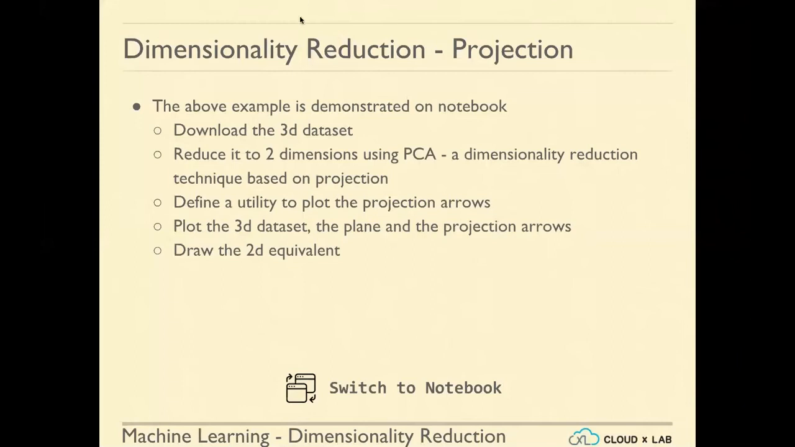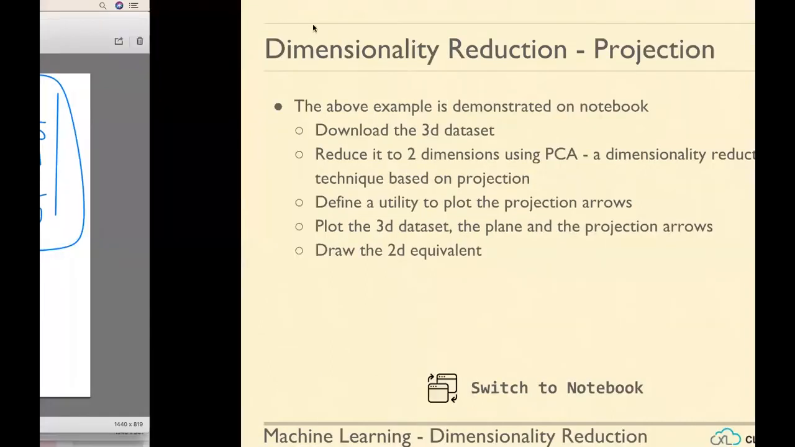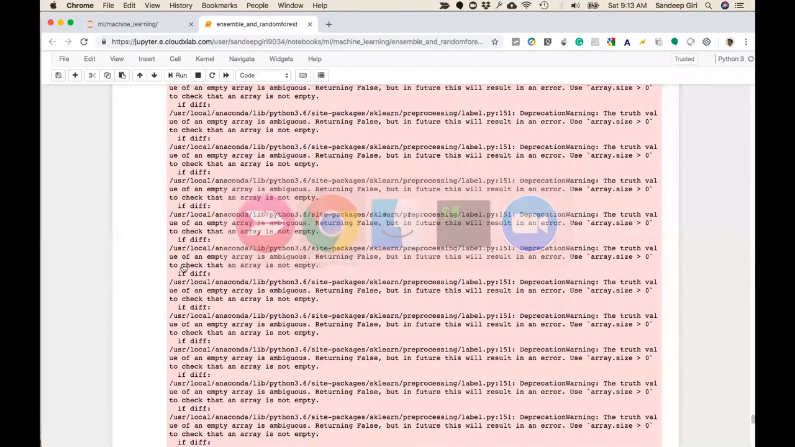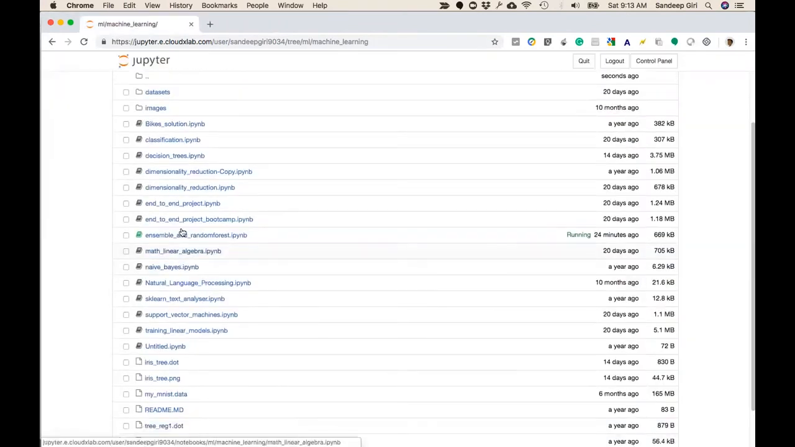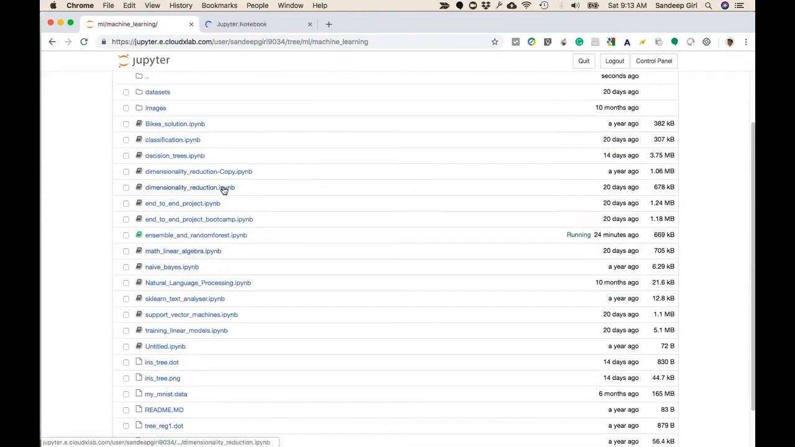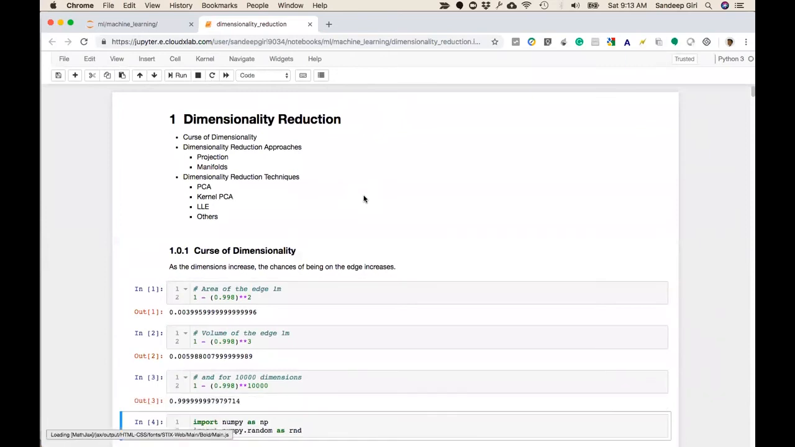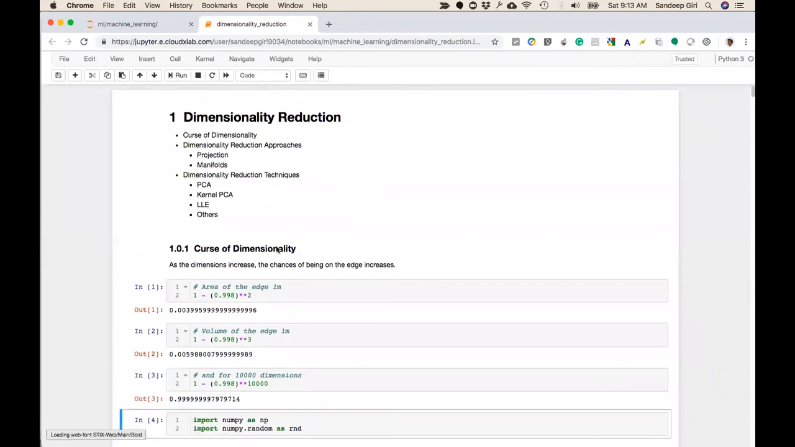Okay, let me also open the notebook. Close it, we don't need it. And now going ahead, where is the dimensionality reduction? Not the copy, but this one. Okay. So this is the part we talked about.